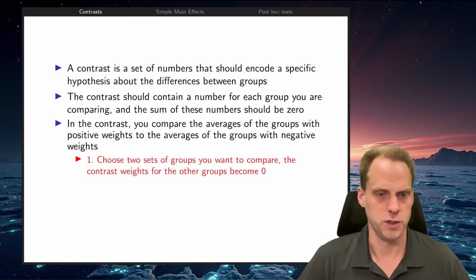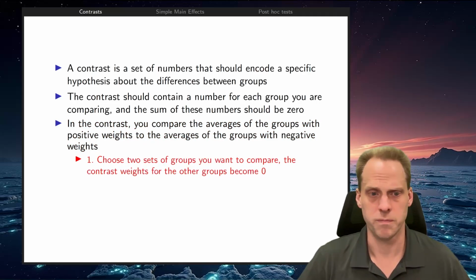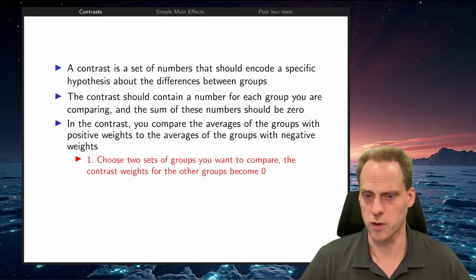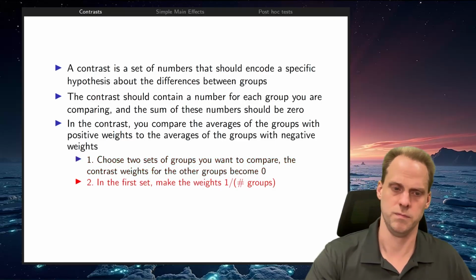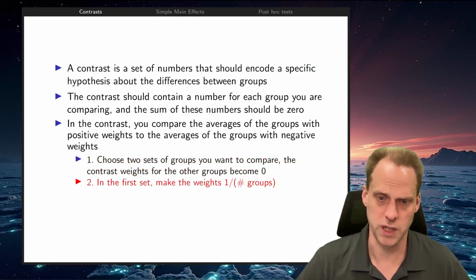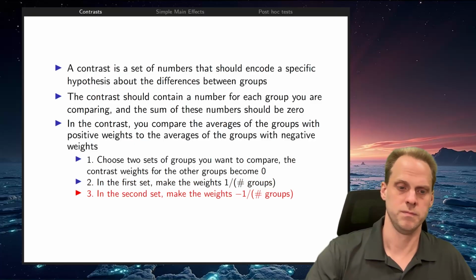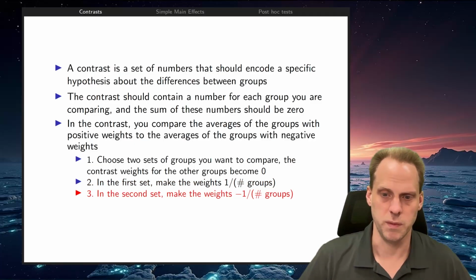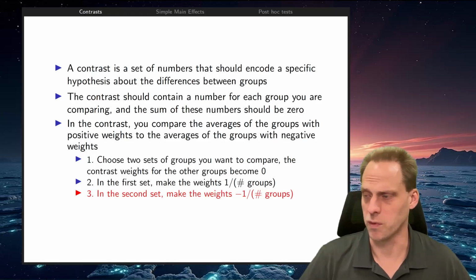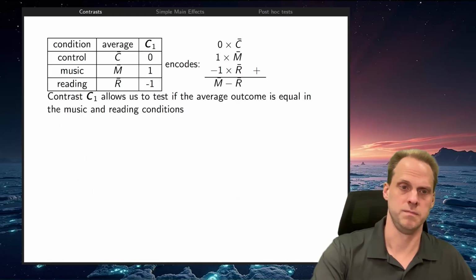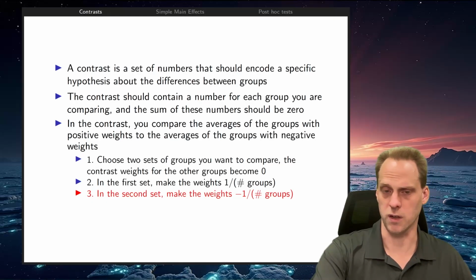So step 1, you choose 2 sets of groups you want to compare. The contrast weights for the other group should become 0. Step 2, in the first set, you make the weights 1 divided by the number of groups. In the second set, you make the weights -1 divided by the number of groups in that set. And that's it. That's how you specify a contrast.